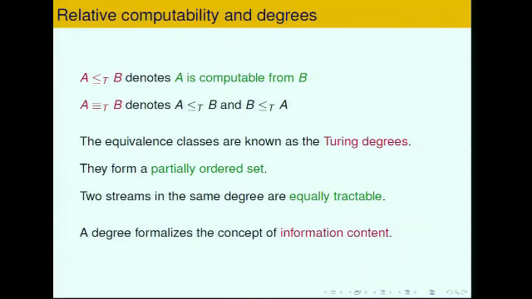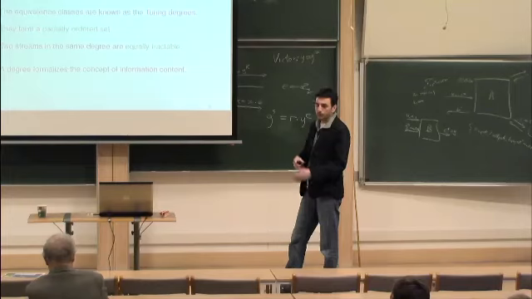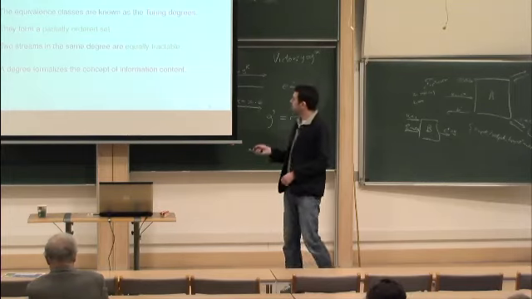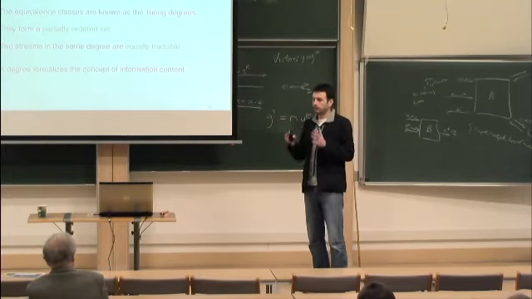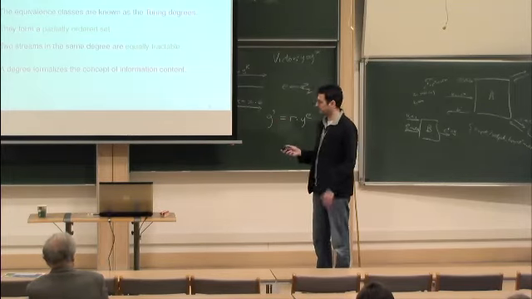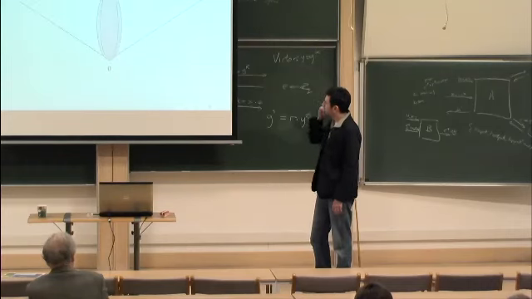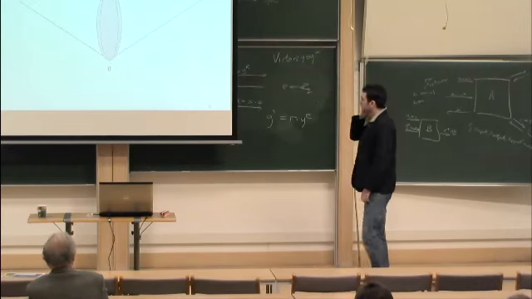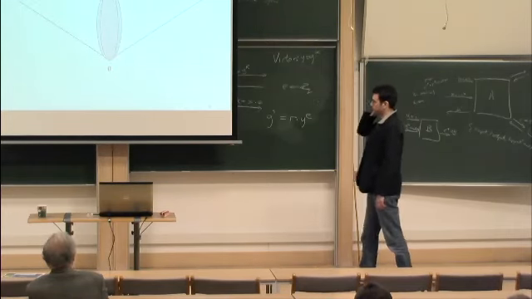The equivalence classes, the Turing degrees, are ordered naturally by the reducibility. So we get a partially ordered set, which is a reordering of the continuum. All these equivalence classes are countable. So the reordering of the continuum according to Turing reducibility looks like that.